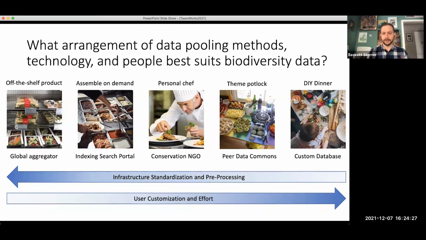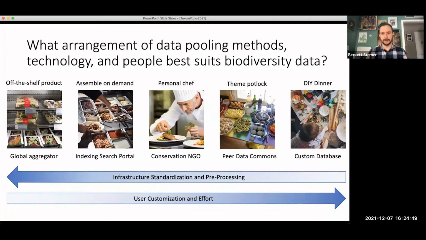Or you might be more into having a personal chef, maybe for an event or a particular group. That's like a conservation NGO. I'm thinking of NatureServe, for example, where they work with particular agencies or stakeholders to say, here's the decision you have to make. We've taken the data and prepared it for that decision and your specifications in particular.